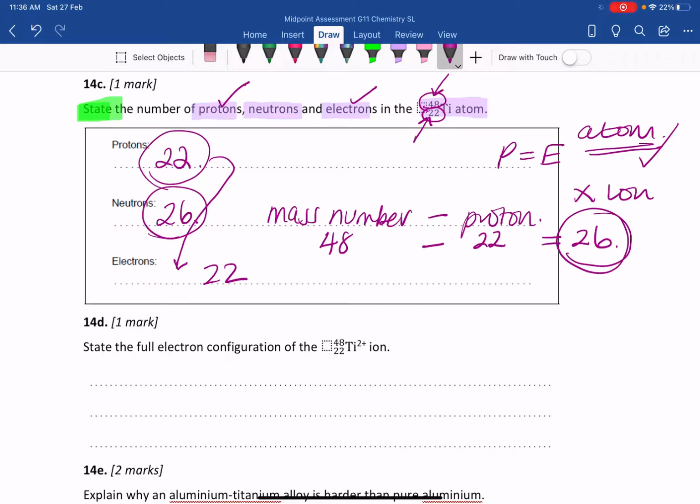22 protons, 26 neutrons, and 22 electrons. Because this is an easier question, this would count only for 1 mark.